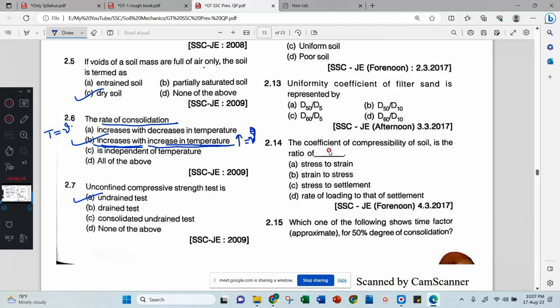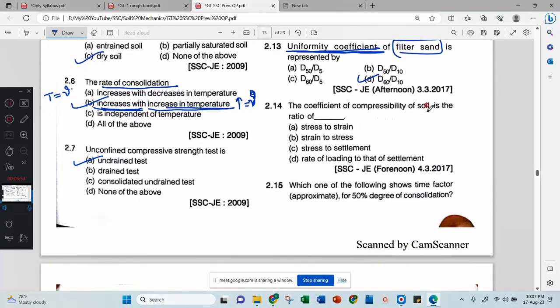So D50 by D10. Correct. No, not water supply. Uniformity coefficient is what is asked; I just got confused with the filter sand. Uniformity coefficient is defined as D60 by D10. The coefficient of compressibility of a soil is the ratio of... See, here we have many terms. You may get confused in the exam: coefficient of compressibility, volume compressibility, coefficient of consolidation, degree of consolidation. Now this answer.